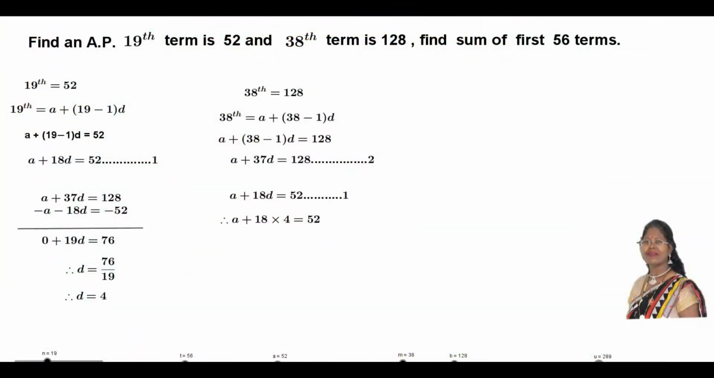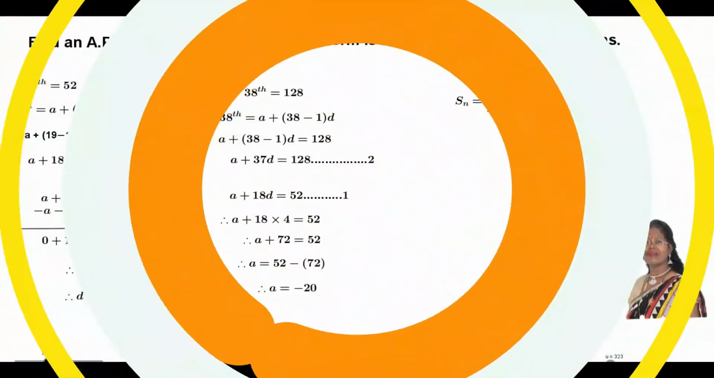Now, putting the value of D in equation 1: A plus 18 into 4 is equal to 52, and 18 multiplied by 4 will get 72. Therefore, A plus 72 is equal to 52, and therefore A is equal to 52 minus 72. Therefore, A is equal to minus 20.